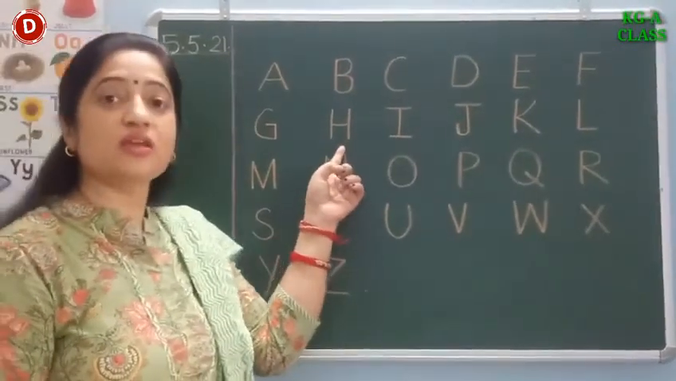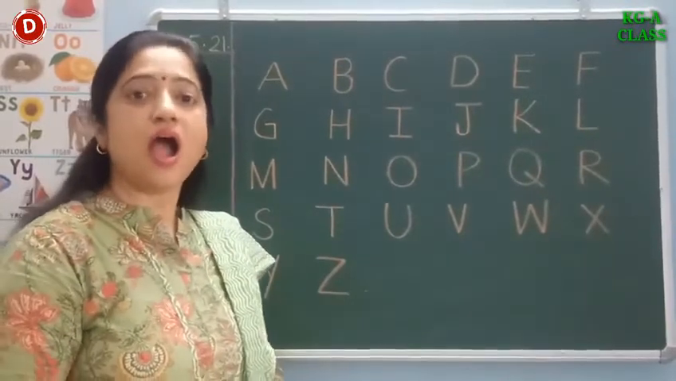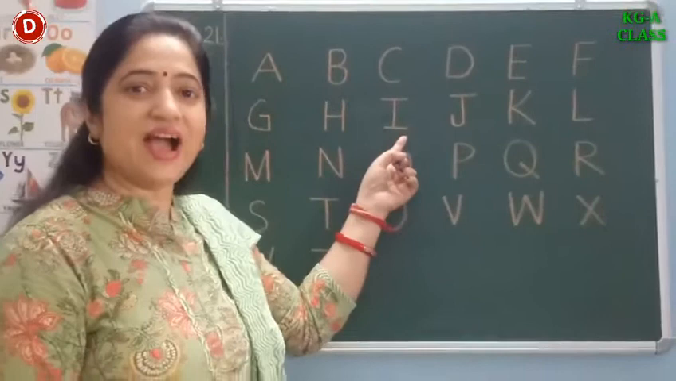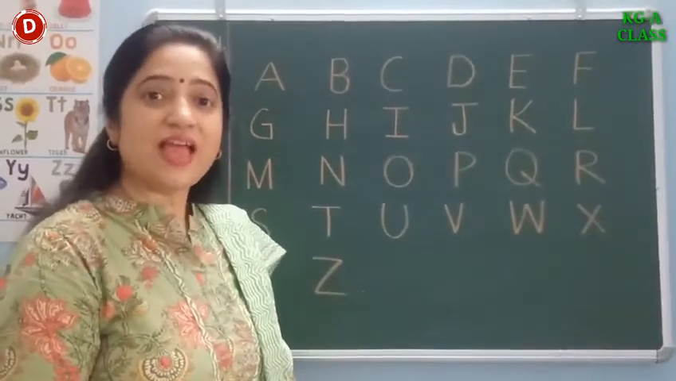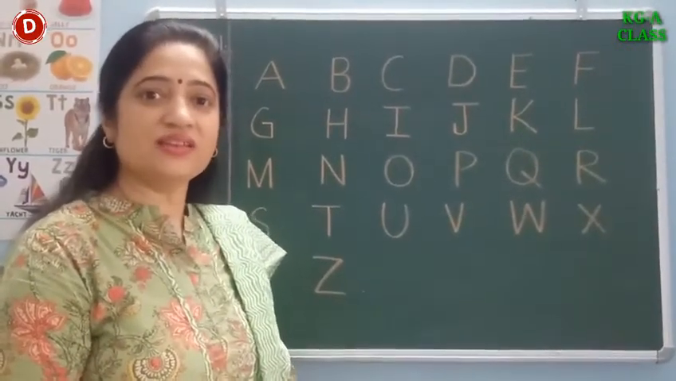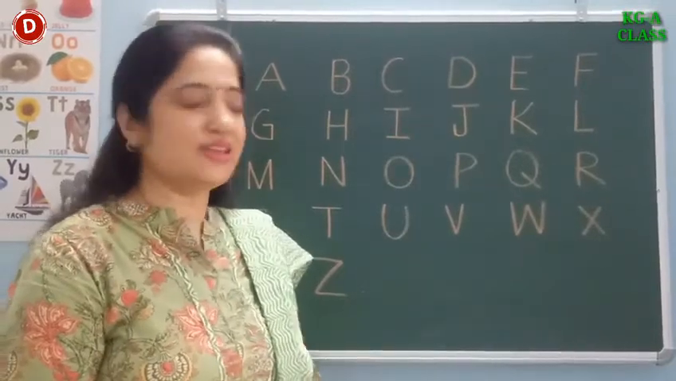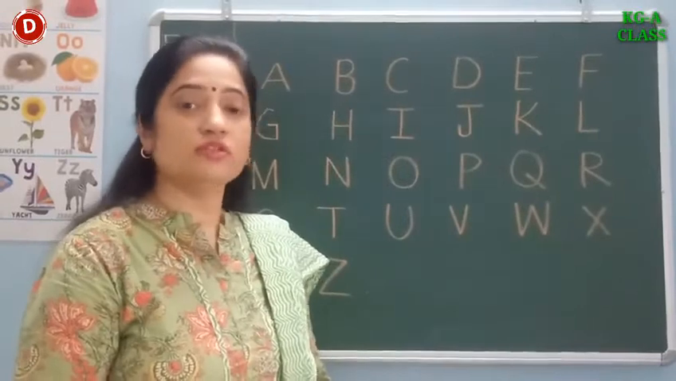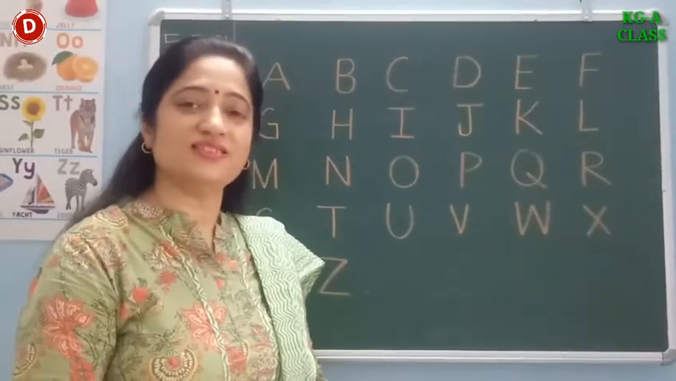H says her, hen, house. H says her. Now comes I. I says E as in egg pot, E. So the sound of I is E. J says J as jam, jug. The sound of J is J.